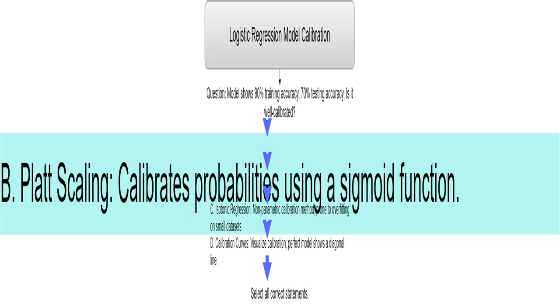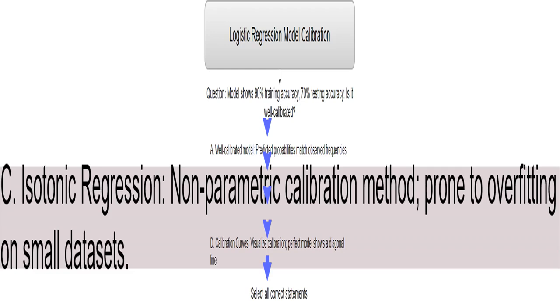It tweaks the probabilities using a sigmoid function, a special S-shaped curve, to get better agreement between the model's prediction and the actual outcome. Isotonic regression is another method that helps to calibrate. Unlike Platt scaling, it is non-parametric, meaning it doesn't assume a specific shape of the relationship between predictions and actual outcomes. However, because of this flexibility, it is sensitive to noise in smaller datasets and might overfit. That means it might do really well on the training data but poorly on the test data.